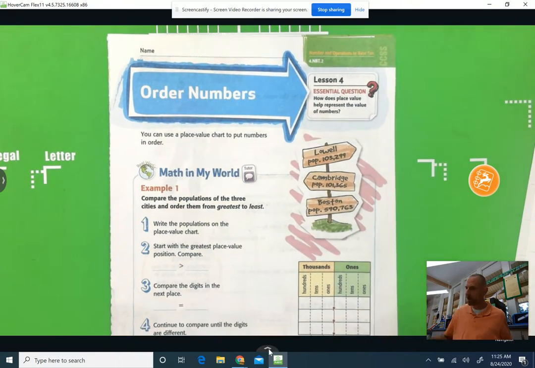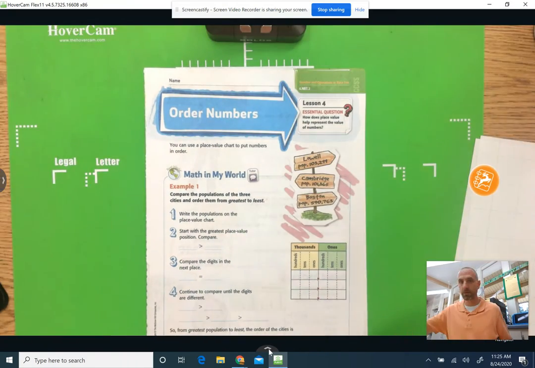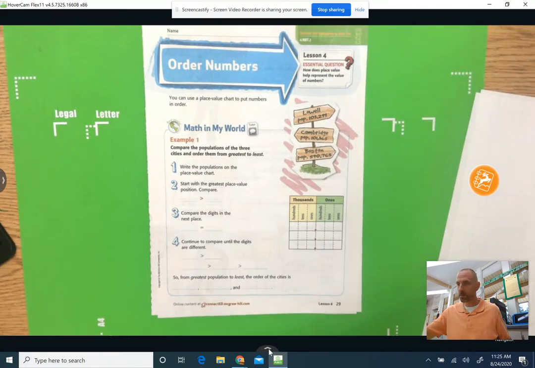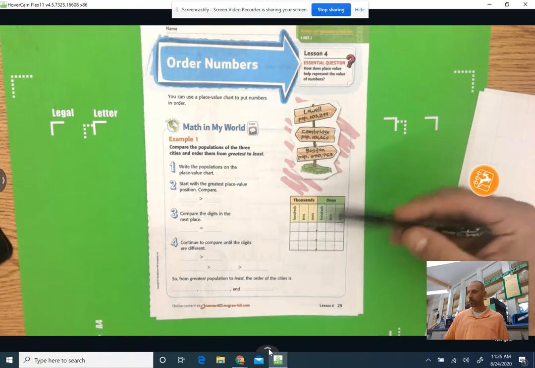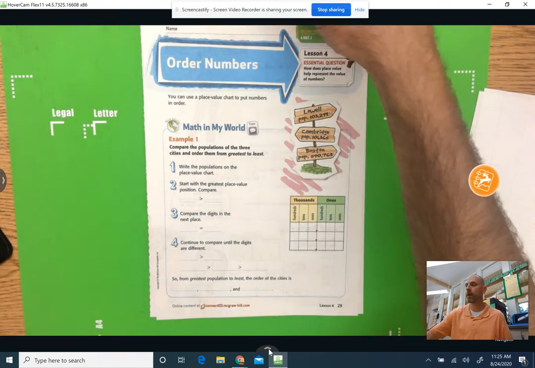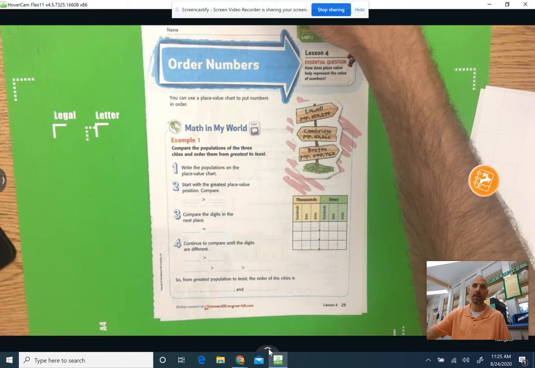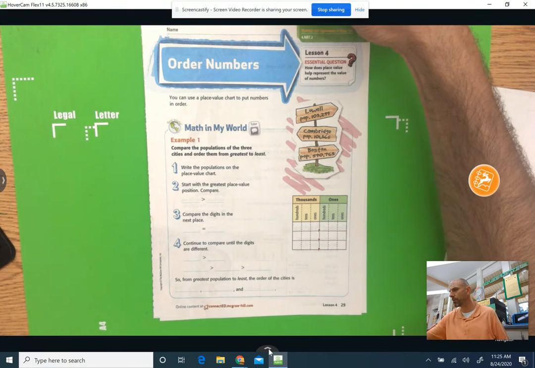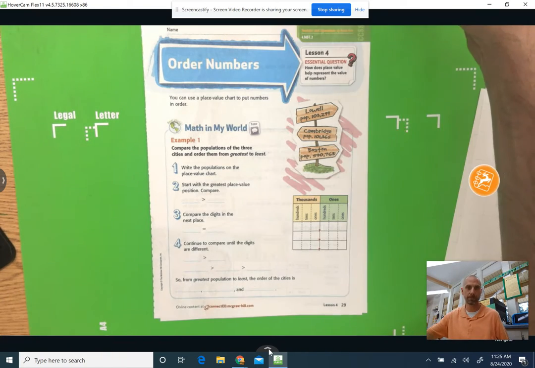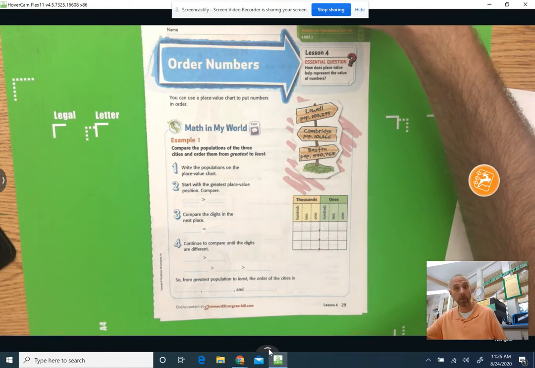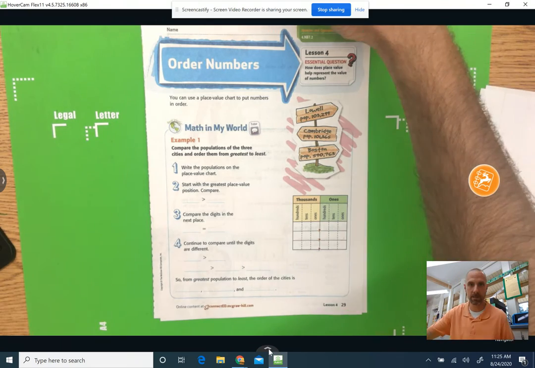So, our strategy, use a place value chart. And when we use a place value chart, you're going to line the numbers, you're going to stack them on top of each other, and you're going to be able to see clearly the place value position that you need to use in order to order them from least to greatest or greatest to least.